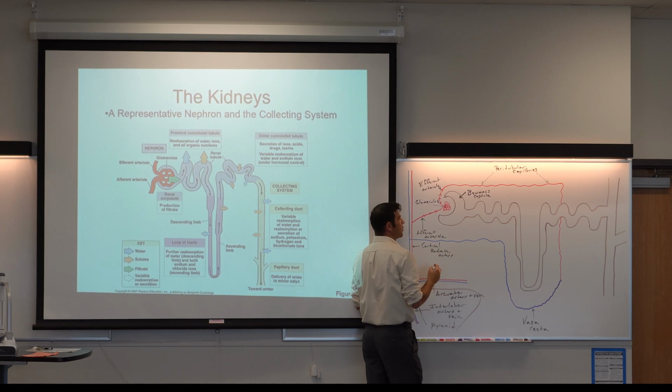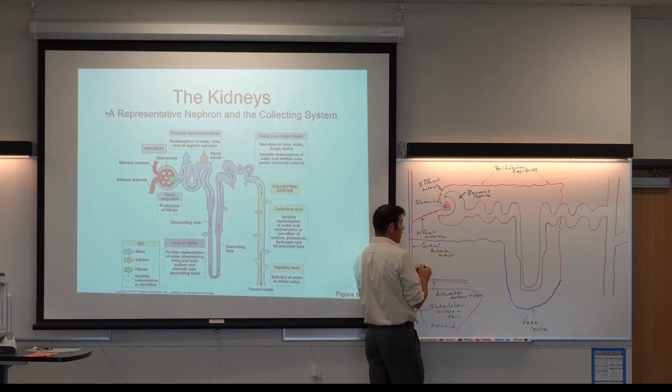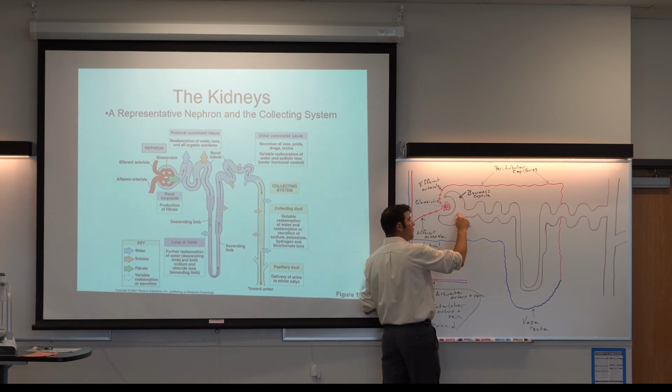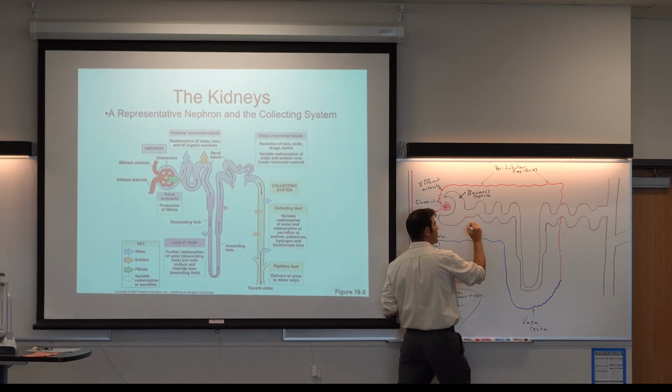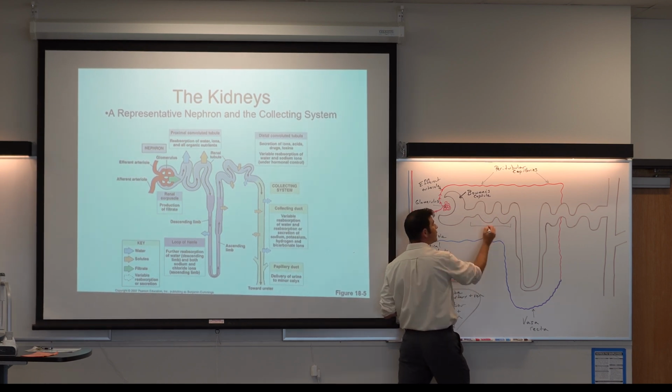Bowman's capsule is also called the glomerular capsule. It surrounds this glomerulus. And if we move away from Bowman's capsule, the first part of this squiggly lines here, this first series of squiggly lines is going to represent our proximal convoluted tubule.